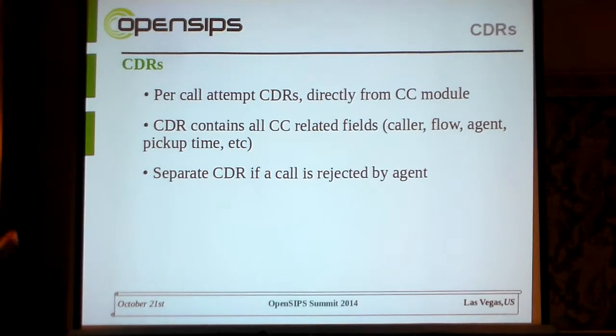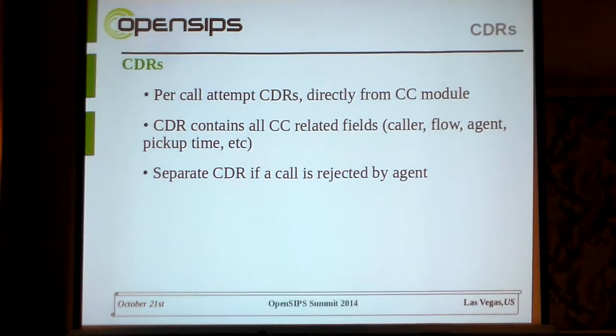The call center module automatically produces CDRs for all the calls going through. So it doesn't require the typical accounting module to generate the CDR by itself, because it has an extended format for the CDRs to cover everything that's call center related, like what was the used flow, who was the agent, and different information about the call, like what was the waiting time in the queue, what was the pickup time from the agent, and other things like that.